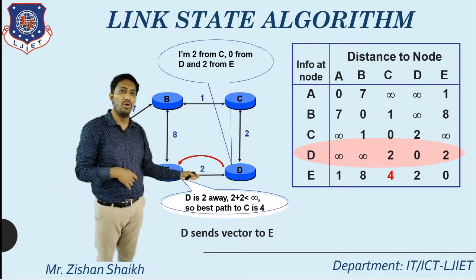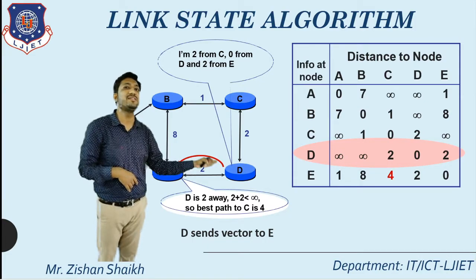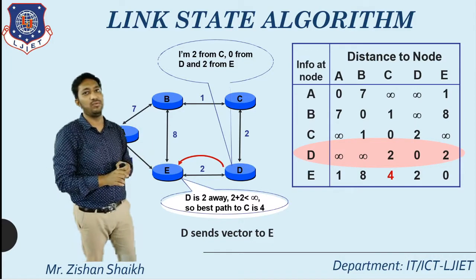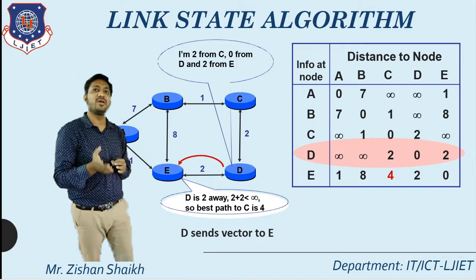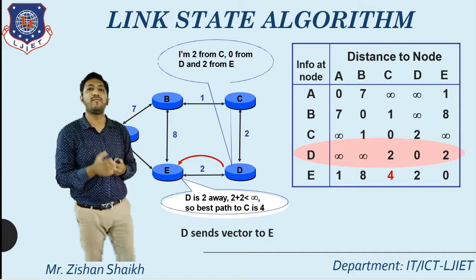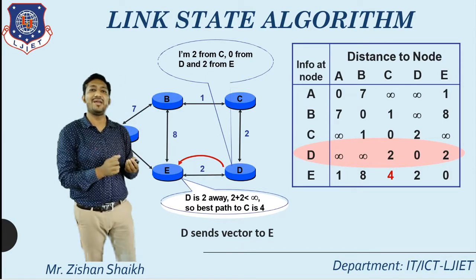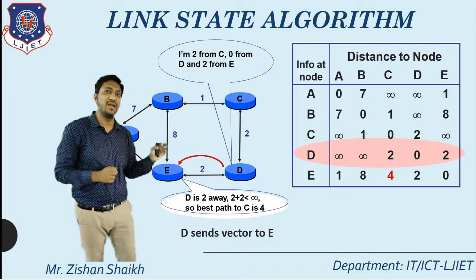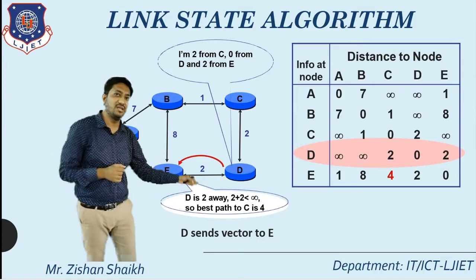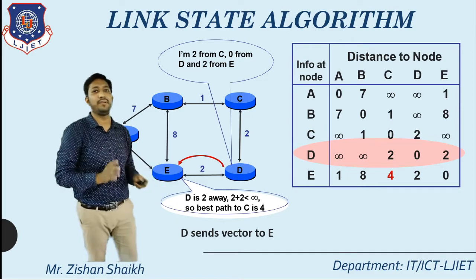So D is 2 away. That's why 2 plus 2 is 4, and it is less than infinity, so E maintains this value. So this is the condition here: if our next calculated value of the neighbor is lesser than the current value of the node, then we can consider it. But if it is greater, we cannot maintain it. In this case, the condition is satisfied, so E updates its data table.